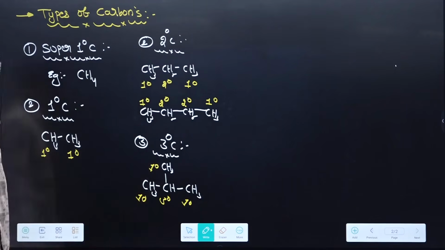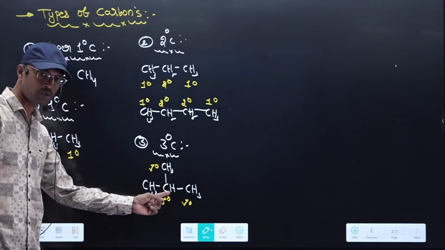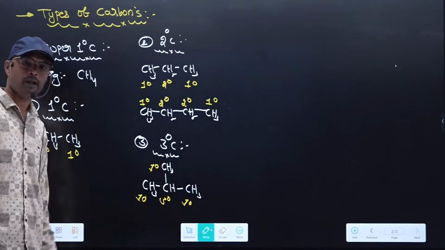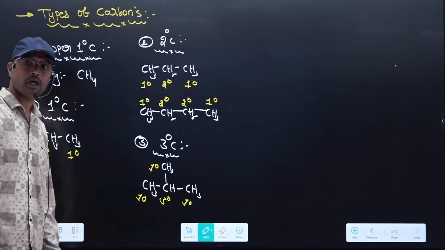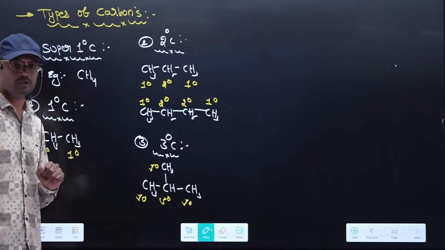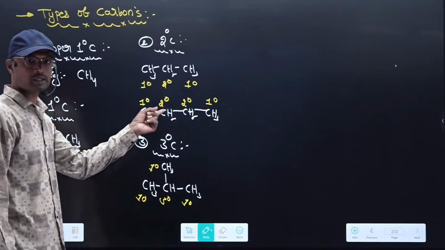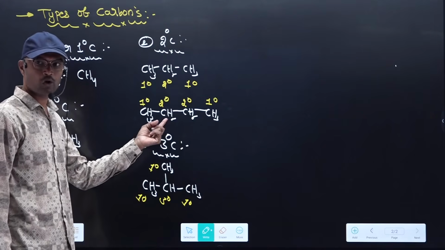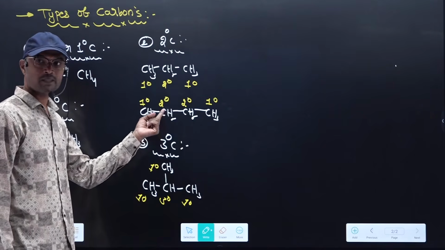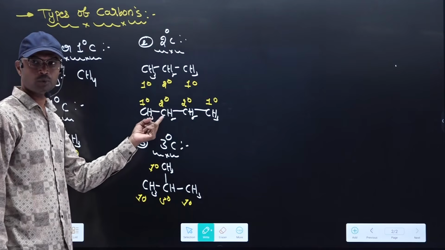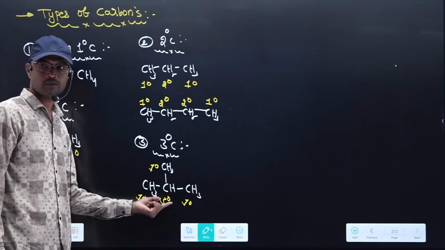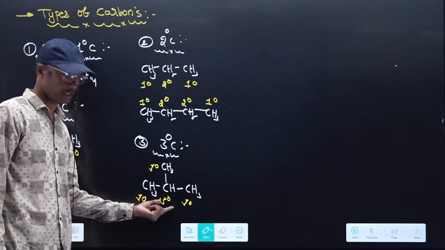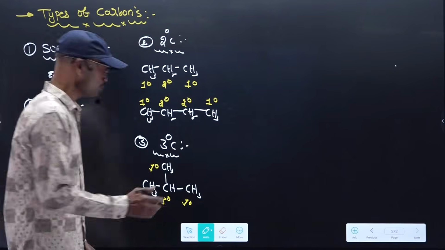Don't confuse. Tertiary carbon carry how many hydrogens? 1. In this molecule, how many primary hydrogens are present? 9. Like that I will ask questions. In this, how many secondary hydrogens are present? 4. How many primary hydrogens are present? How many secondary carbons are present? 2. Primary carbons. 3. Secondary carbons. No secondary carbon here. Okay?